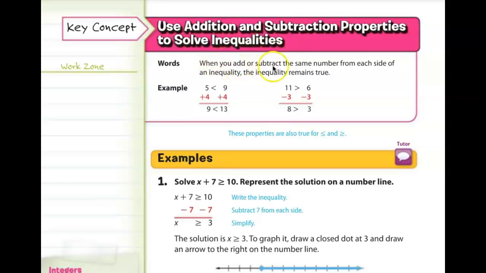When you add or subtract the same number from each side of an inequality, the inequality remains true. So 5 is less than 9, and if you add 4 to both sides, you create 9 is less than 13. That's still a true inequality. On the other side, if you have 11 is greater than 6, but subtract 3 from both sides, you still have a true inequality of 8 is greater than 3. These properties are also true for the symbols less than or equal to and greater than or equal to. Very similar to what we did with the addition properties of equality when we did equations.